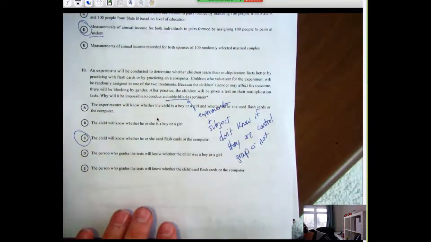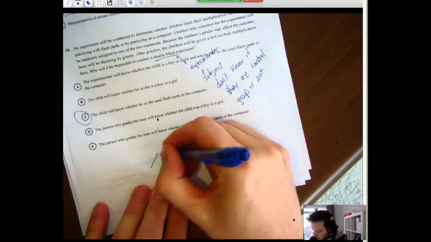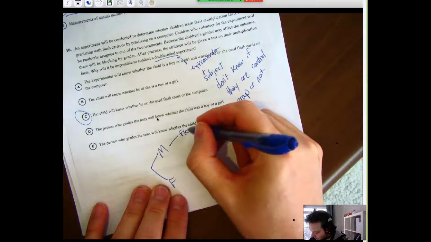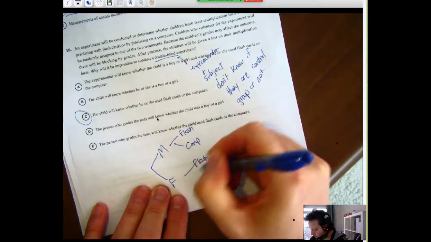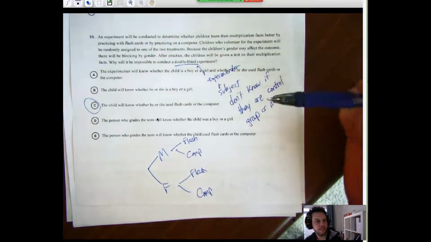Number 10, they give you this idea that we're going to practice multiplication with a flashcard or on a computer. So they are going to block on gender because they think gender might matter. So what that means is we're going to do one experiment for males and another for females. So males, we're going to go flashcard, computer. And females, we're going to go flashcard, computer. So 2 subgroups, 2 experiments.